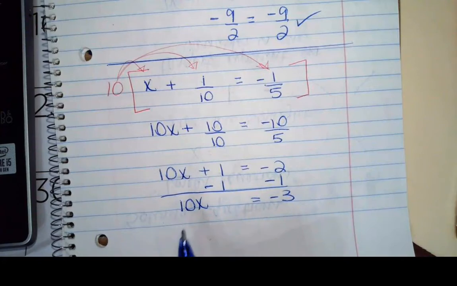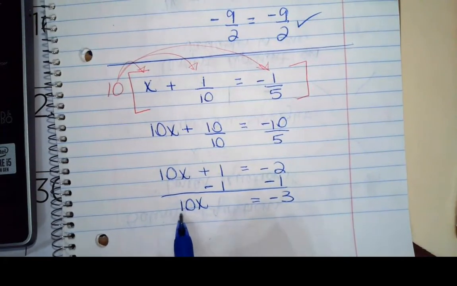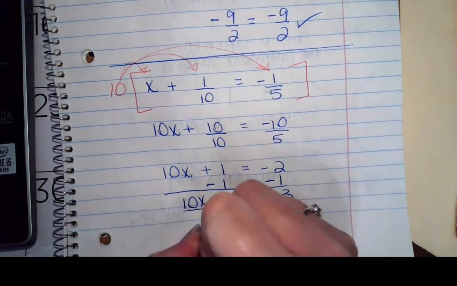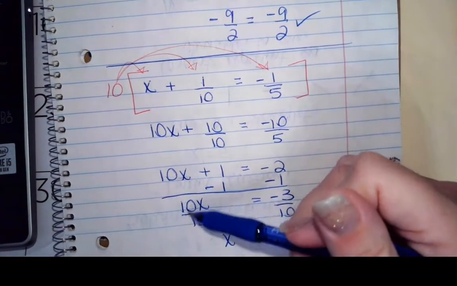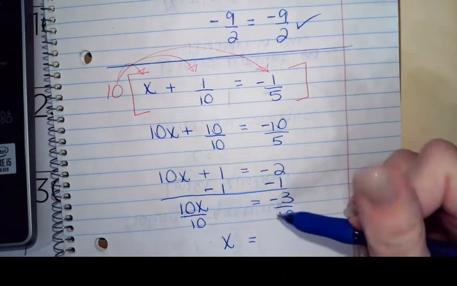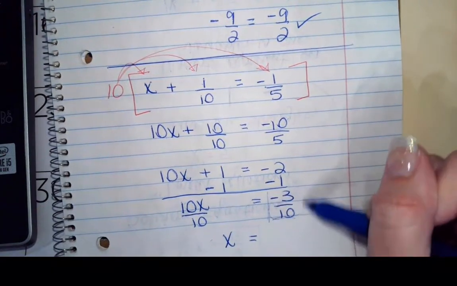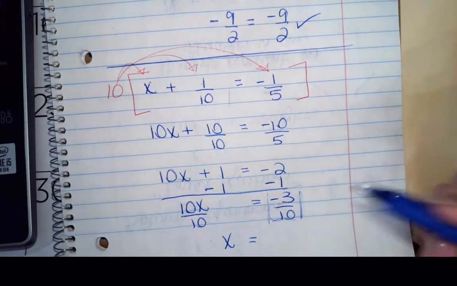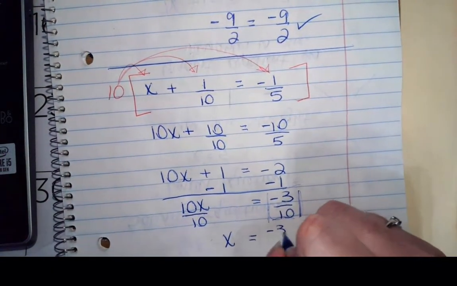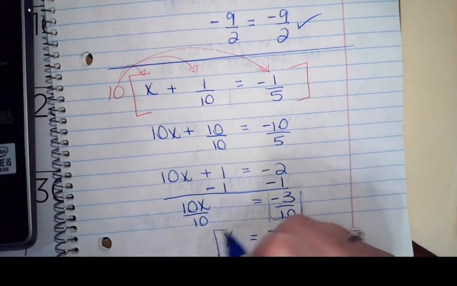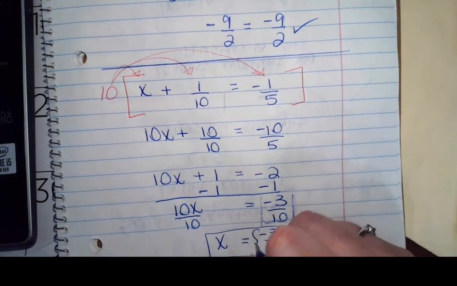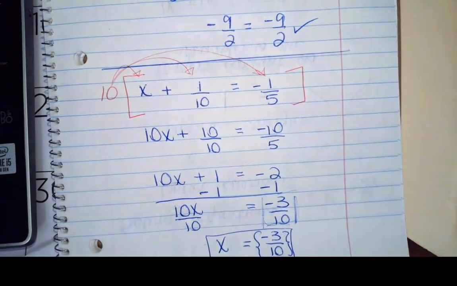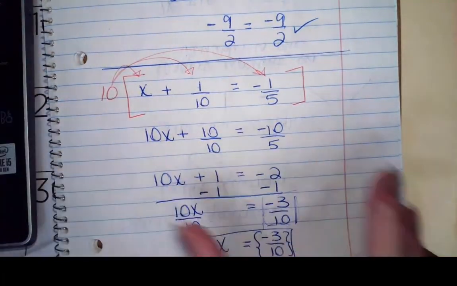And then how do I kill the 10? Well, this says 10 times x. So do the opposite. So I get x equals, because any number divided by itself is 1, and then negative 3/10. That's your answer. Let's just see if we can reduce it. And we can't. So your answer is negative 3/10. Okay? And that, again, would technically be in curly brackets, but those are being given to you. So you don't have to worry about curly brackets.